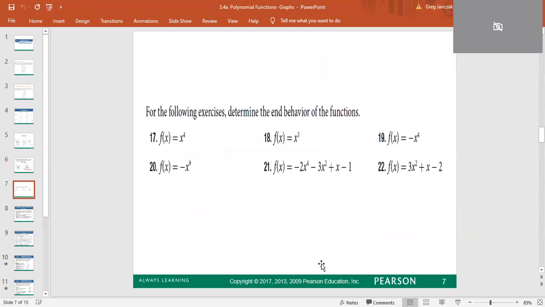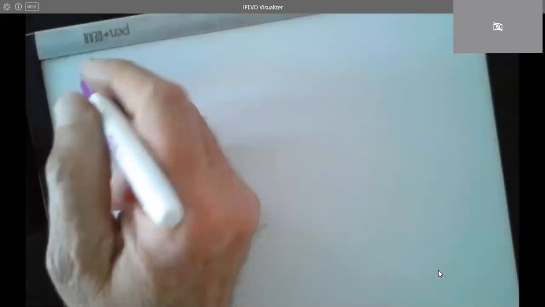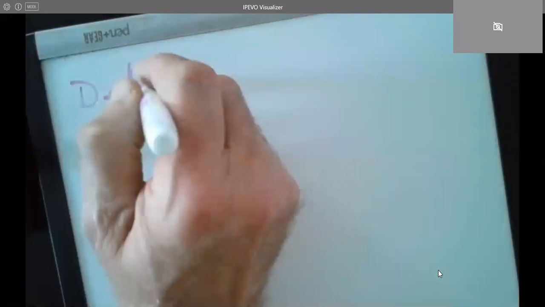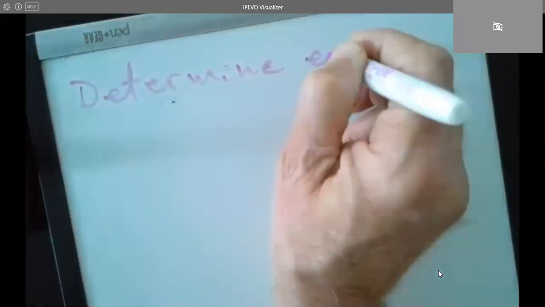Okay, so let's take a look at some problems. So for the following exercise, determine the end behavior. So this is similar to some of the homework problems you're going to see. So let me get up a marker here. So we're going to start off with, here we go. Okay, determine the end behavior.